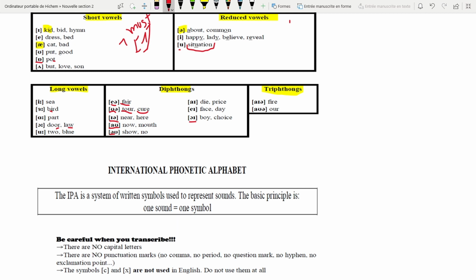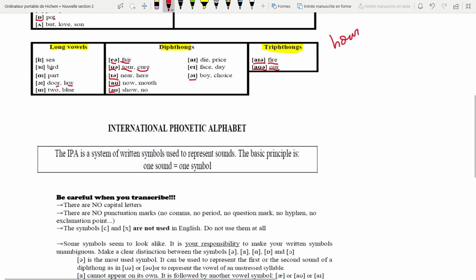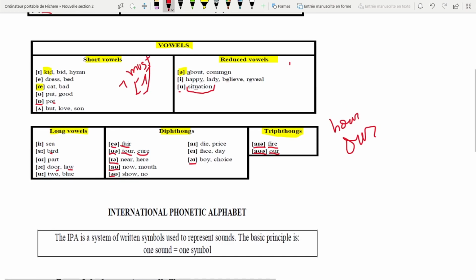Okay. We have triphthongs. A triphthong is the same concept, but it's the combination of three vowel sounds. Okay. And we have only two: fire and hour. Okay, so fire and hour. You see the word hour here, and the word hour like this. Excuse the handwriting.